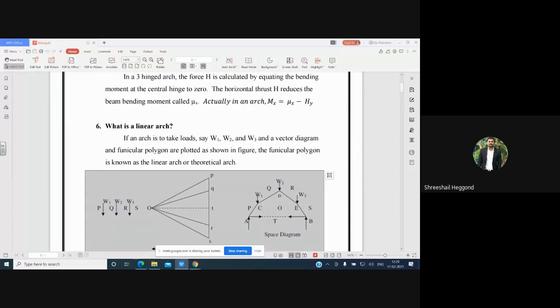You see the first diagram, which gives you the loading condition for W1, W2, W3 with the distances P, Q, R, S. The actual diagram is the space diagram, showing how the load will be applied on the component. That gives you the actual structure.